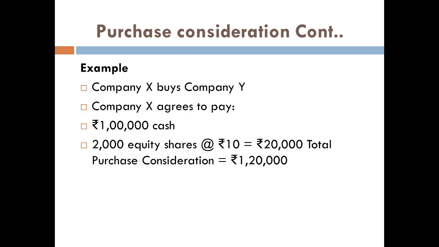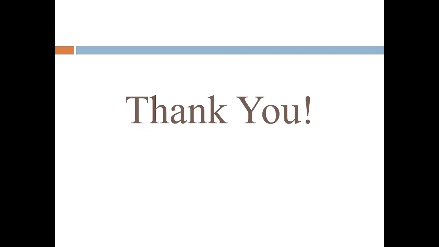Some of the examples of purchase consideration: company X buys company Y. Company X agrees to pay 1 lakh in cash. Right? This is one purchase consideration. Then the other one is 2000 equity shares of 10 each, which is 20,000 in total. So the total purchase consideration will be 1,20,000. So these are some of the basic theoretical aspects of amalgamation, absorption and external reconstruction, and the methods of calculating purchase consideration.